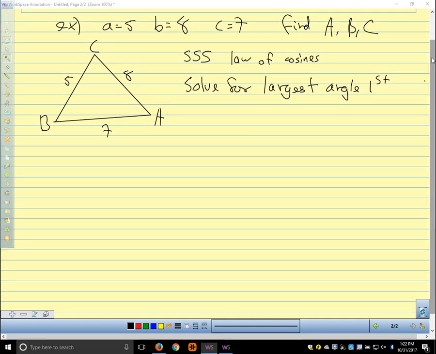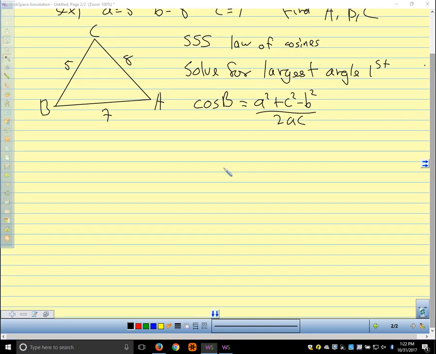All right, so which angle is going to be the largest angle? Angle B. Largest angle is across from the largest side. Medium angle is across from the medium side. Small angle is across from the small side. So I'm going to use the equation cosine B equals a squared plus c squared minus b squared over 2ac.